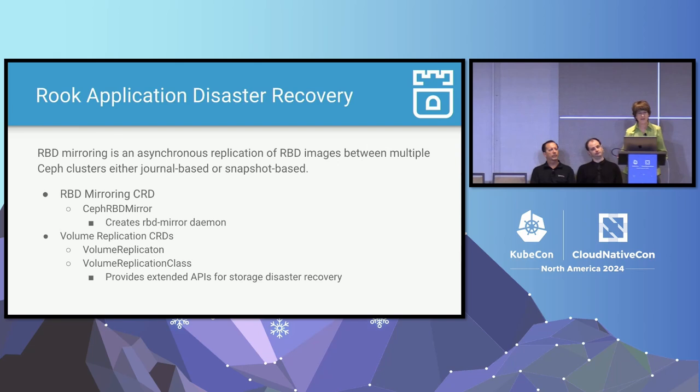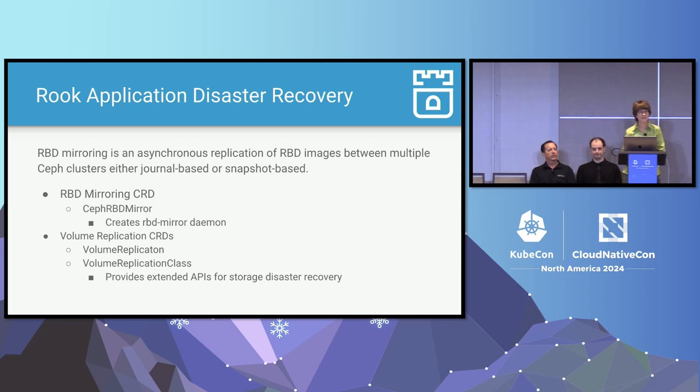In terms of how Rook and Ceph support this, I'm going to speak about asynchronous replication. Ceph out of the box already does synchronous replication, but what I'm talking about here is asynchronous replication between peer Kubernetes clusters. We have a couple of CRDs that Ceph offers that Rook orchestrates and keeps track of. We have the Ceph RBD mirror. This creates a daemon that is used to do the replication, usually on a volume level. And then in Kube objects, these CRDs are now available: volume replication and volume replication class.